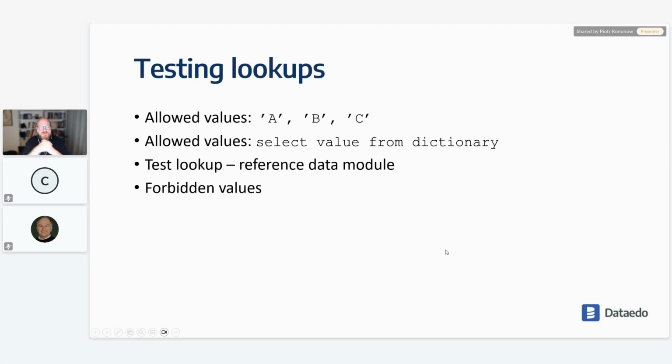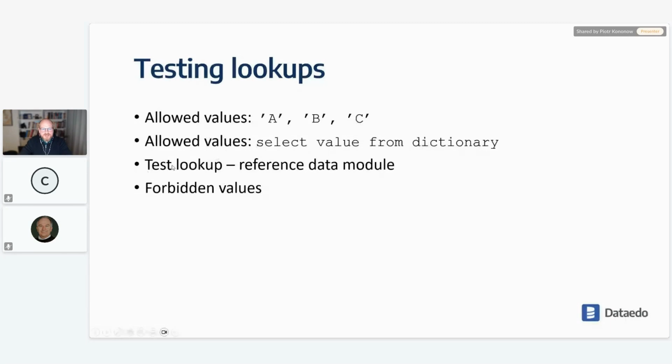Then testing lookups. I think that's what you're asking about. You can use the following tests. So allowed values. You can simply provide the list separated by commas, like that. And you can also write a query that lists those values. So that can test the consistency between two tables.